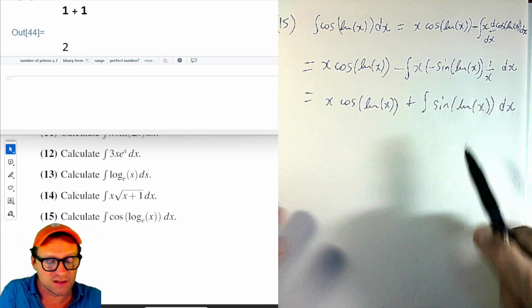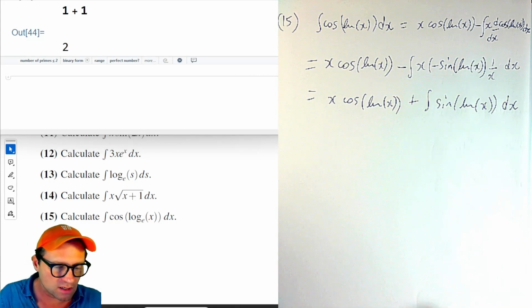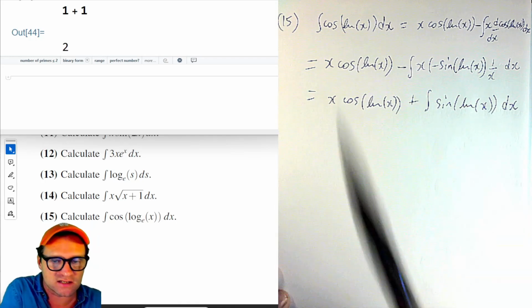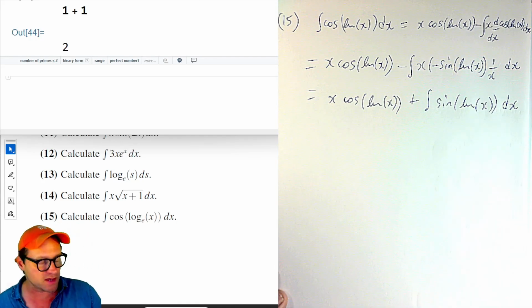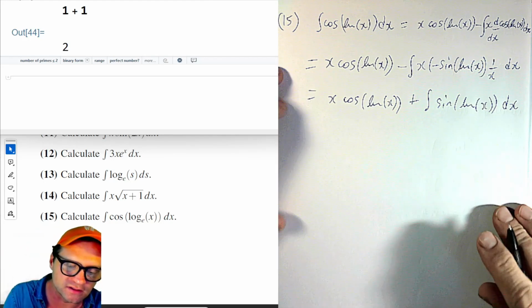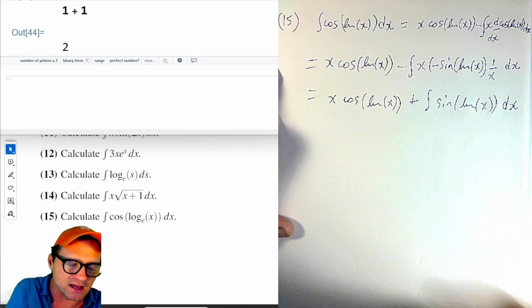Okay, so now you're looking at this and saying, hey, hang on, how does this help us, Sam? Well, it's just as bad as this one, but you can apply the same trick again and then do some algebra. And that's what we will do to finish this off. So let's apply the same trick again.